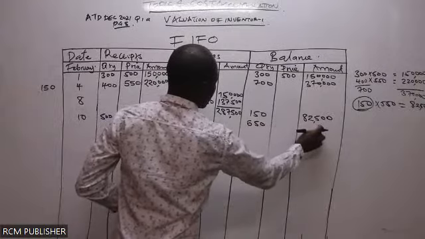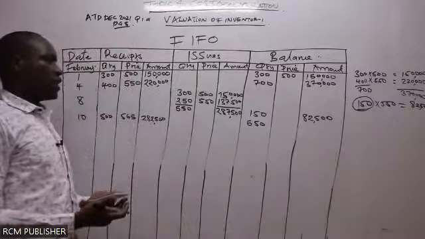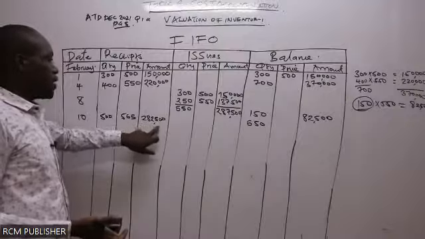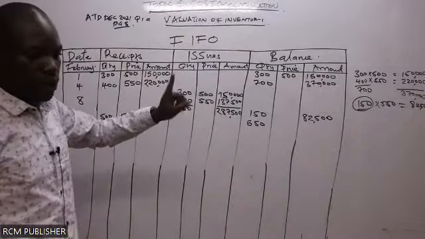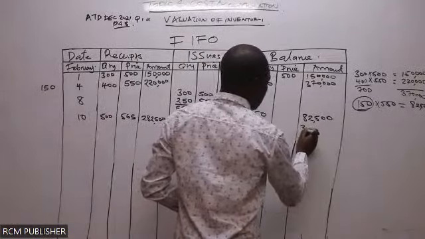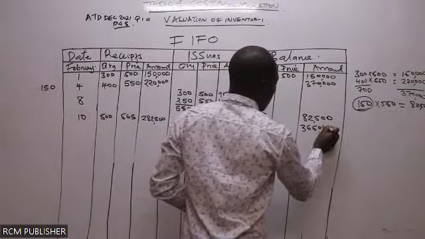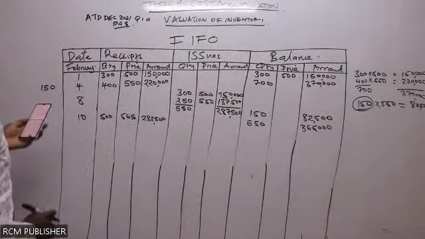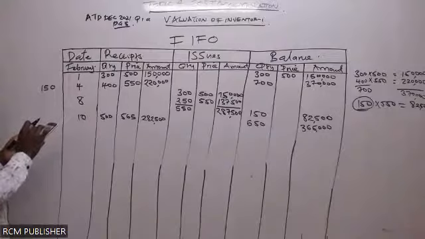But what is the value? 650 is the units, and then the value will be 282,500 plus 82,500. What are we getting? We are getting 365,000.